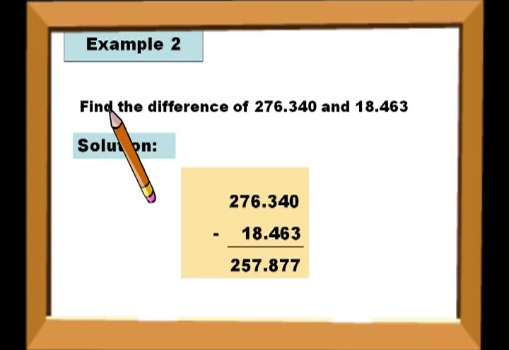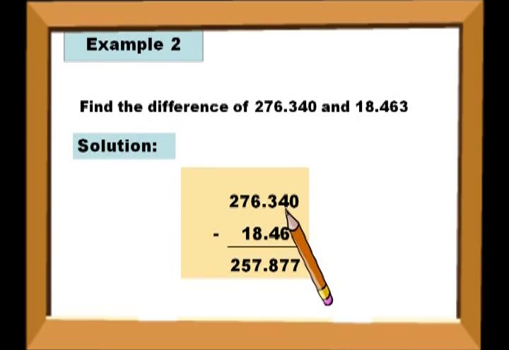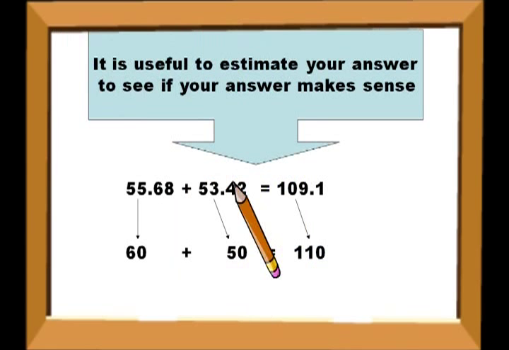Example 2. Find the difference of 276.340 and 18.463. Solution. 276.340 take away 18.463 is 257.877. It is useful to estimate your answer to see if it makes sense. 55.68 plus 53.42 equals 109.1. 60 plus 50 equals 110.